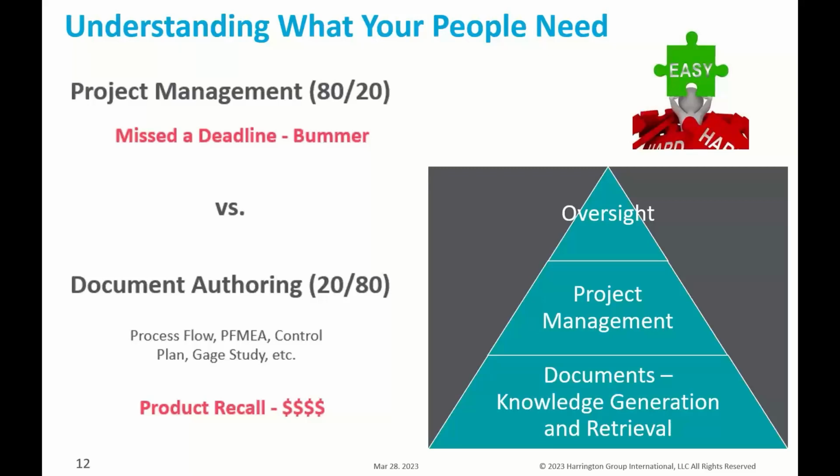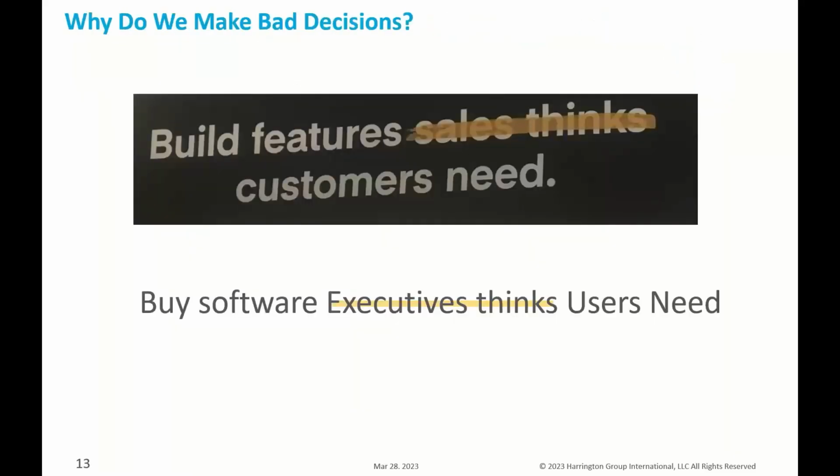I saw this sign in an airport, and it made me think of this presentation. It said, build features, sales things customers need, and crossed out sales things. And what I thought was buy software, executive things users need. Well, we need to buy software the users need. And the only way to do that is to talk to your people and or suppliers, figure out how the process is working, and then look at it.